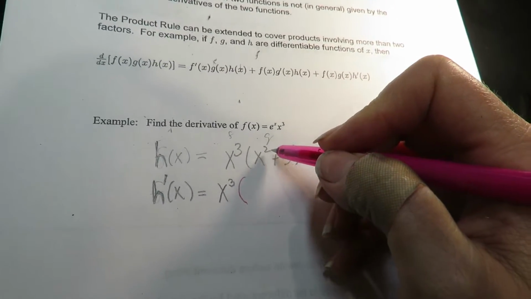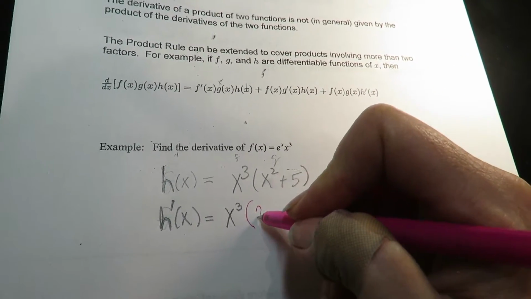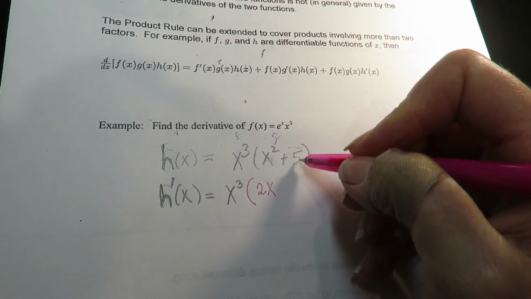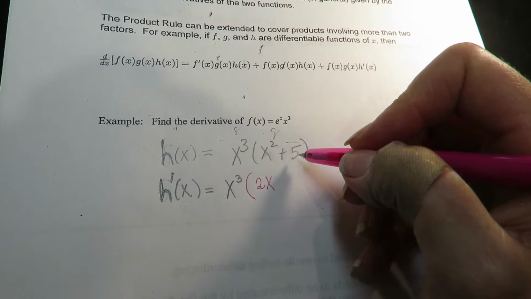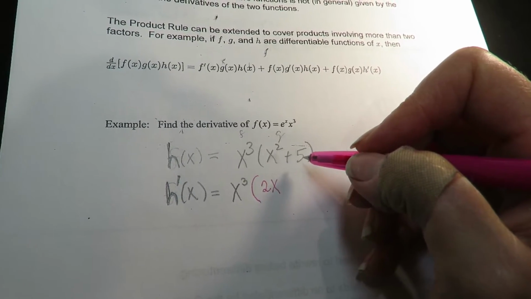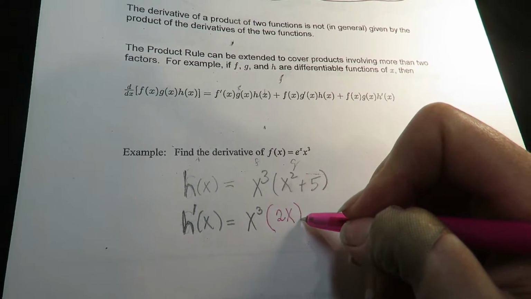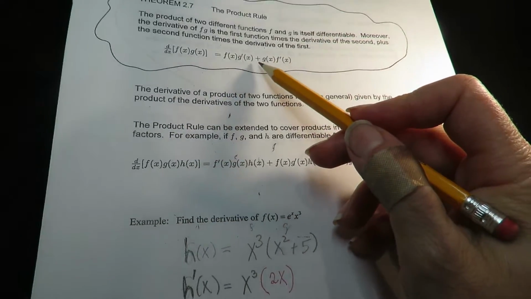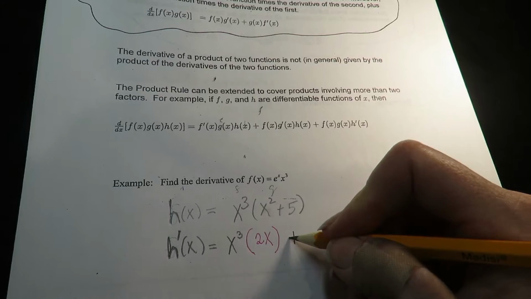the derivative of x squared is 2x. The derivative of 5 is 0. Remember, the derivative of a constant is 0. All right, so that's the end of the derivative for g. All right, now make sure you add. The rule is to add.